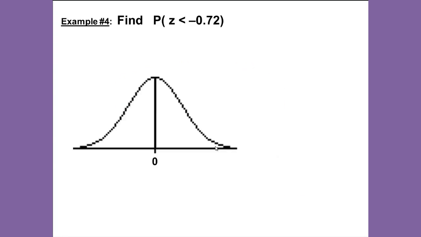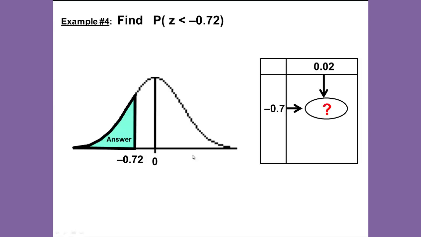Again, let's start with a picture. Draw your curve, your center mark of 0, and label negative 0.72 in an appropriate place on the number line, in this case to the left of 0, because your negatives are to the left of 0. Again, it doesn't need to be to scale. Since we're shading, less than shades to the left, less, left.